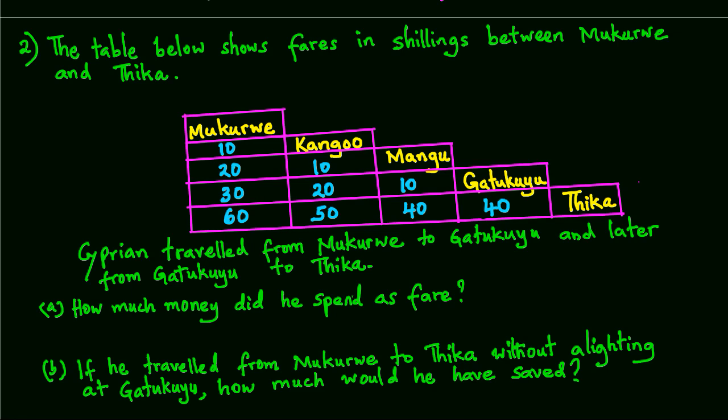So to find the amount of money he spent, we have to trace his journey from Mukurwe to Gatukuyu is 30 shillings. So here amount spent will be 30 plus from Gatukuyu to Thika is 40 shillings. So this gives us a total of 70 shillings.